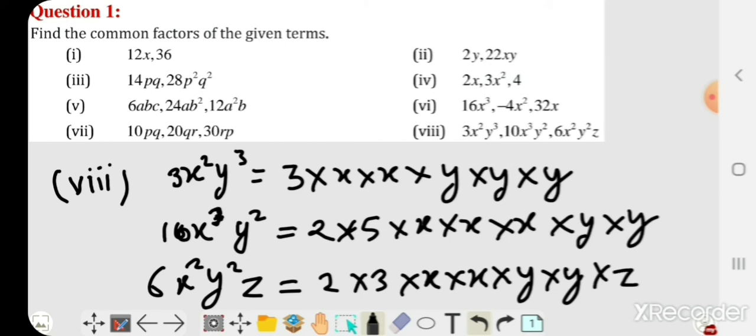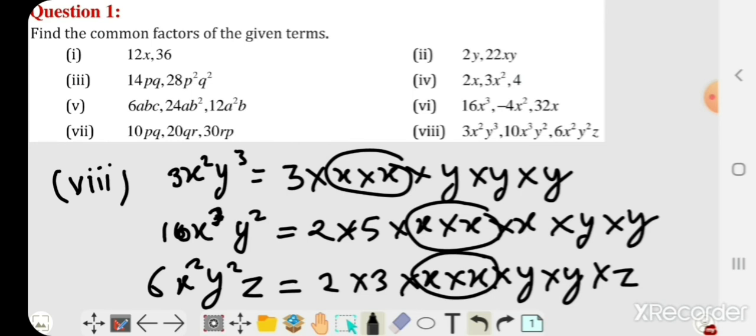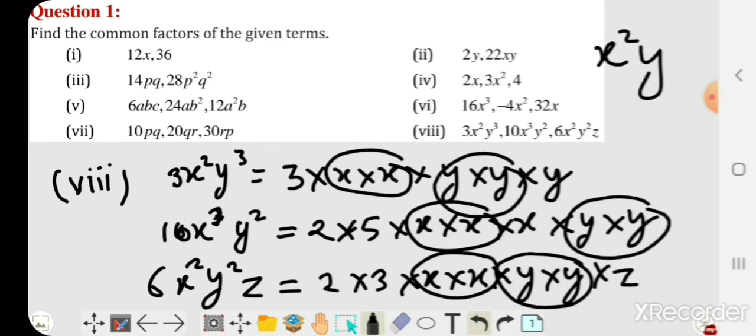Now what is common? 3 is here but not here, so we can't take 3, and no other number is common. So no number is common. Now x: you can see here are 2 x's, here also 2 x's and 2 x's. So x square is common. Then 2 y's, 2 y's and 2 y's. Y square is common. So the common factor of these is x square y square, nothing else. The remaining parts you will do yourself, I hope.